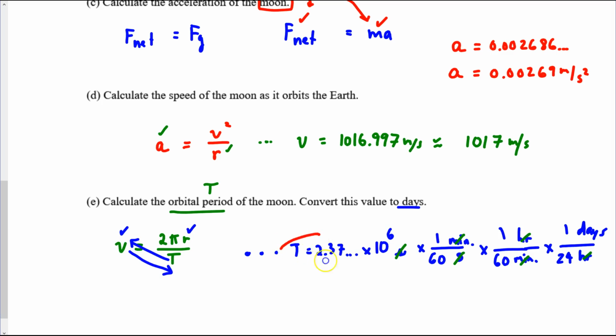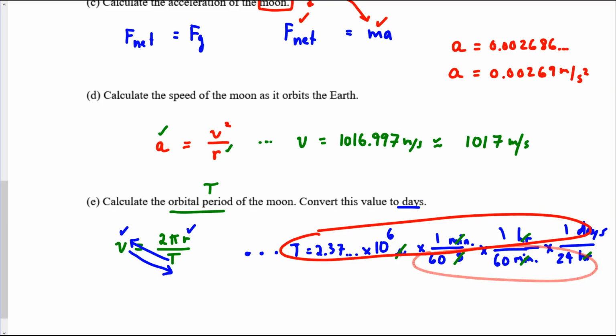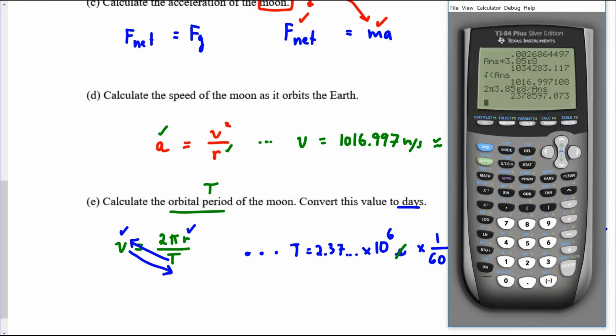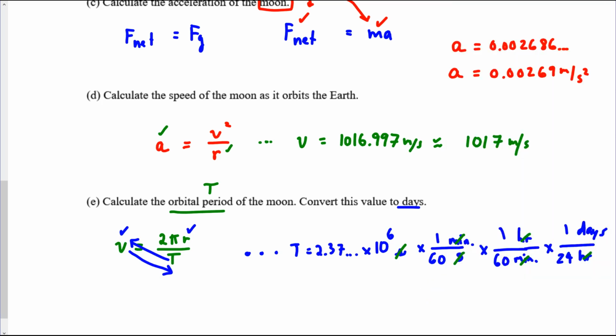Now I just multiply across everything in the numerator. I divide by everything in the denominator. And what do we get? Divide the answer by 60. And I also have to divide the answer by 24. 27.5 days.